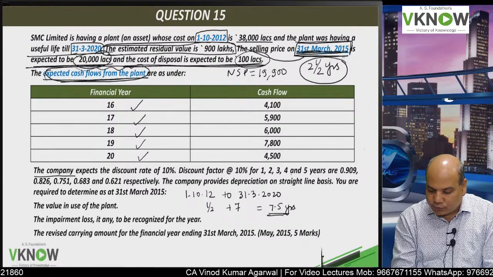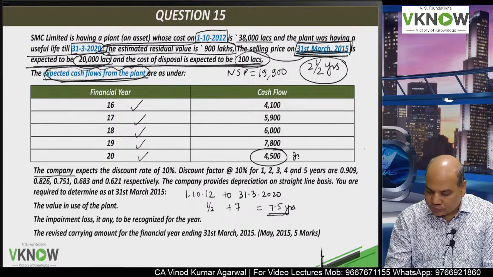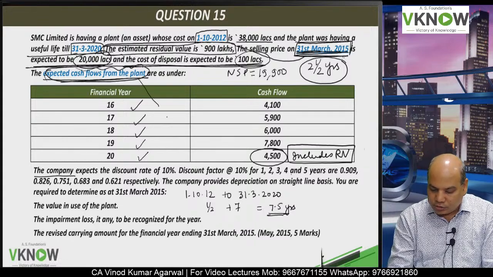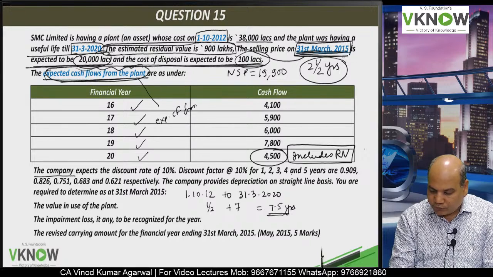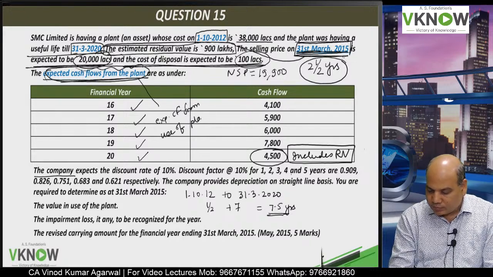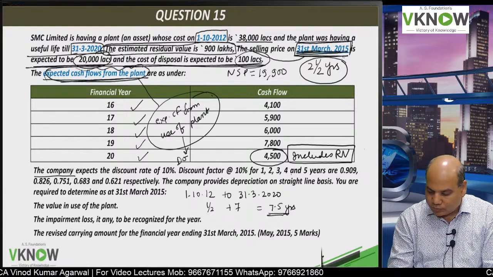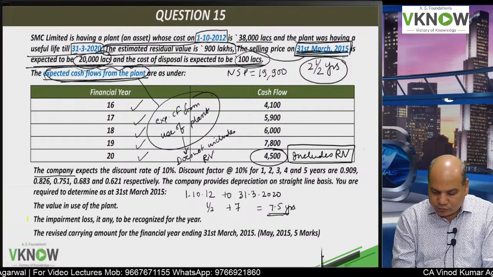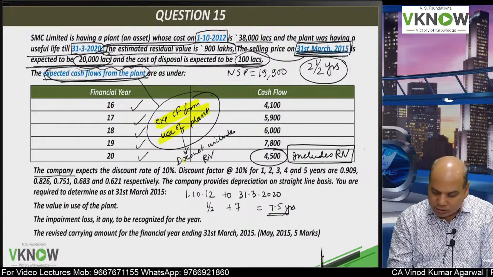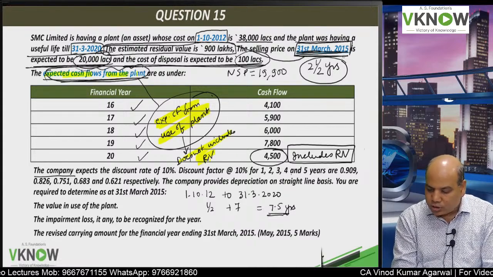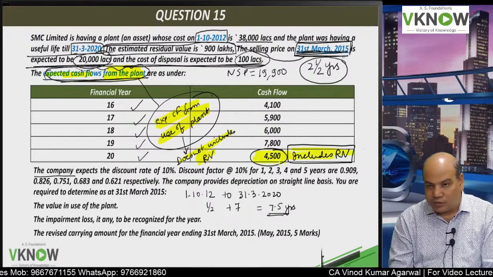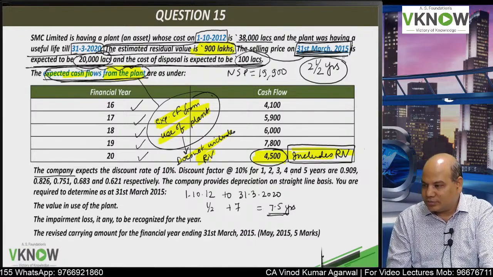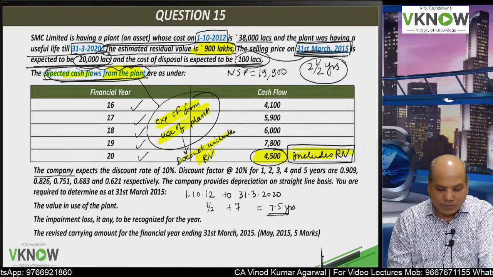Then when they are saying expected cash flow from the plant, this 4500 includes residual value. If they use the term expected cash flow from use of plant, then it does not include residual value. So wording of the question is important. Expected cash flow from the use of plant does not include residual value. Expected cash flow from the plant includes residual value. So do not add 900 again in the last year, because the wordings are expected cash flow from the plant.